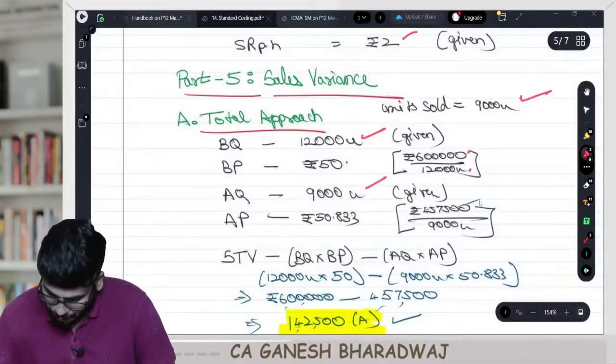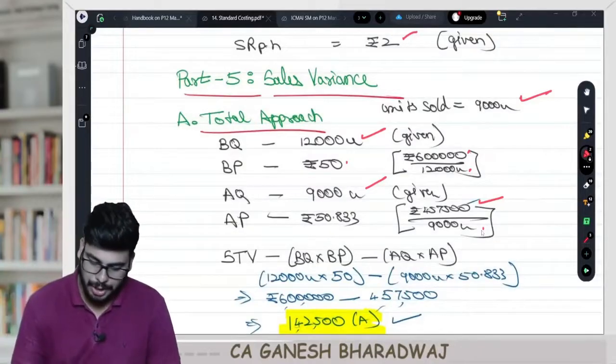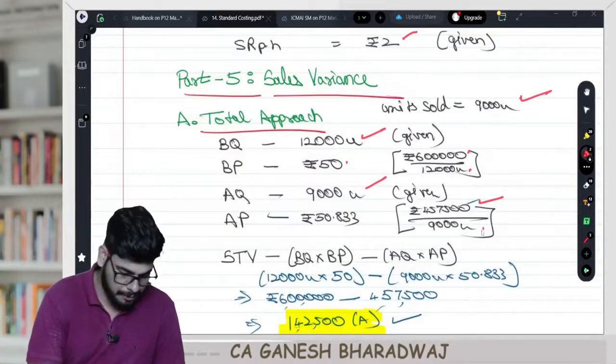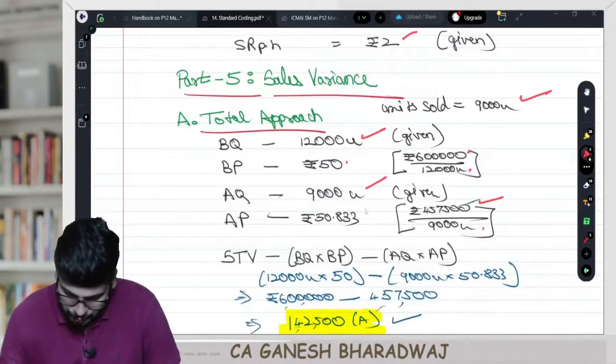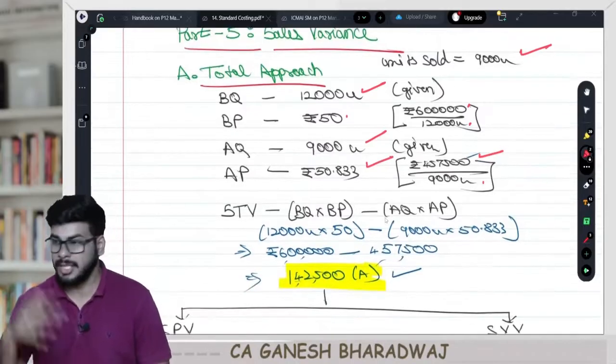That's going to be 4,57,500 divided by 9,000 units. It's going to be how much? So 457,500 divided by 9,000 units, it's going to be 50.8333. Are you clear with this, guys? Fine. Now you have the figures, just substitute them.